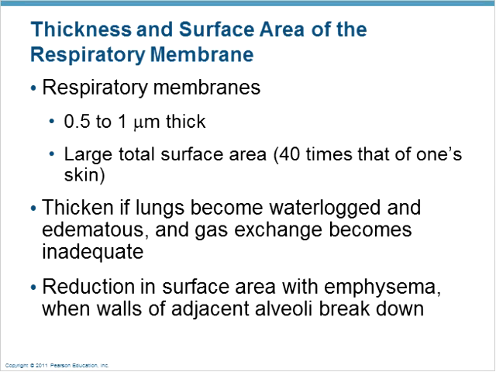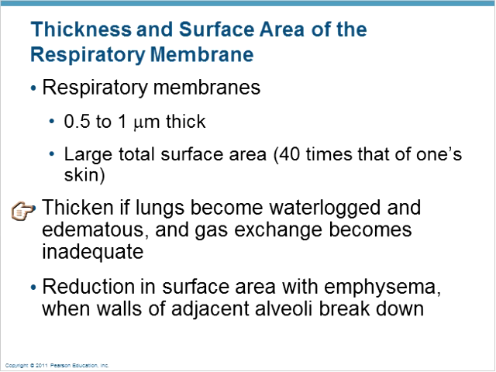The thickness of the respiratory membrane, or the alveolar membrane, is 0.5 to 1 nanometers thick. It's a large total surface area, 40 times that of one's skin. Some people say it's actually 15 square feet of tissue. And it thickens as the lungs become waterlogged and edematous because they get full of fluid, and gas exchange becomes inadequate.